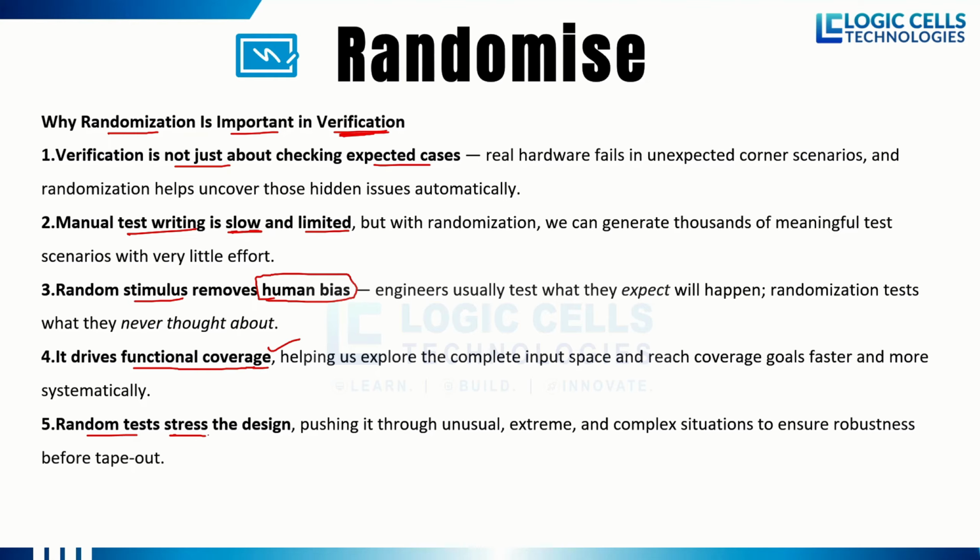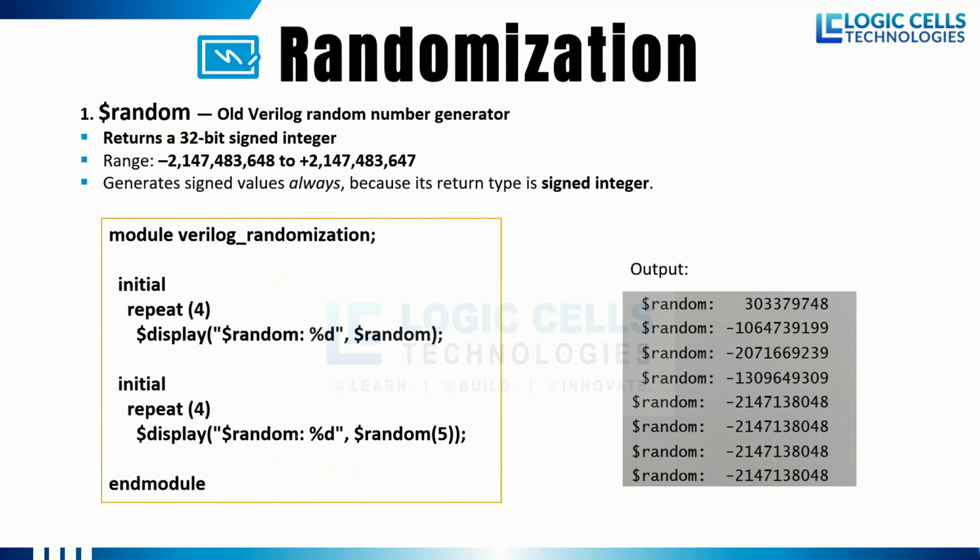Random tests stress the design. It will also provide 15 and 15 as A and B, the maximum value. If the designer has not handled the maximum value capacity in your design, you will find that error. So these are some corner cases. You may not try out this maximum value calculation when you do it manually. So these are some of the advantages of why we need randomization.